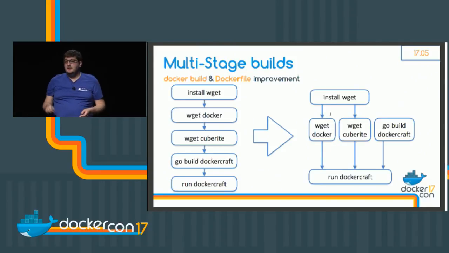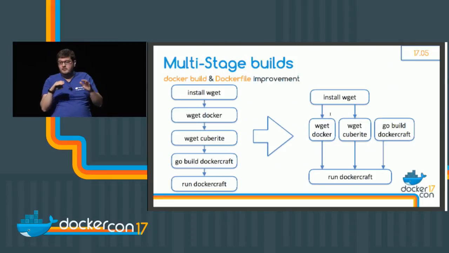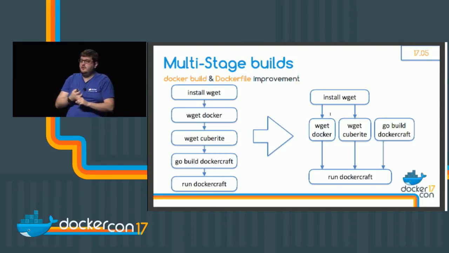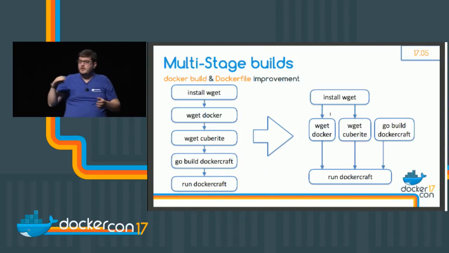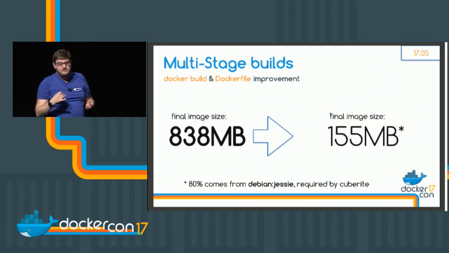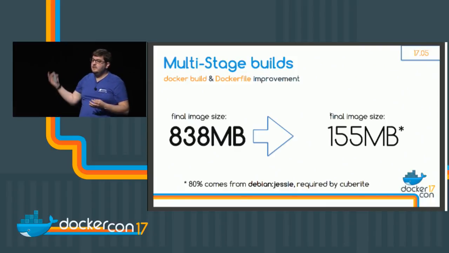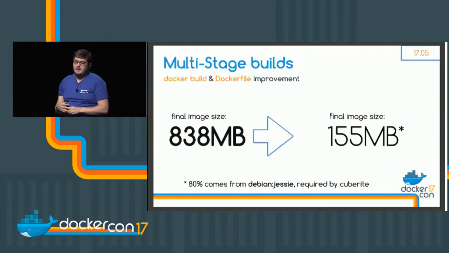This is the drawing of the Dockerfile of the pull request I opened. As you can see, Kuberite and Docker are at the same level. I can change the version of Docker. It won't impact the Kuberite step. I can change the Kuberite step and won't impact the Docker one. And in the end, if we look at the size of the images, the resulting image is really, really small compared to the first one.